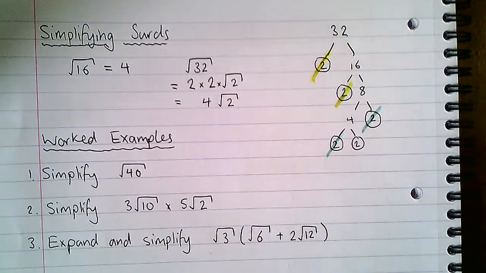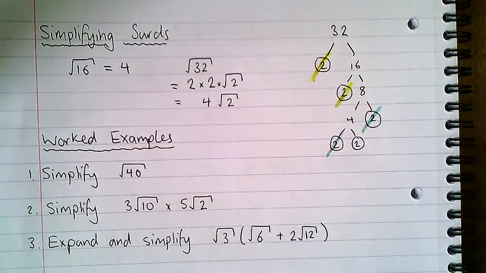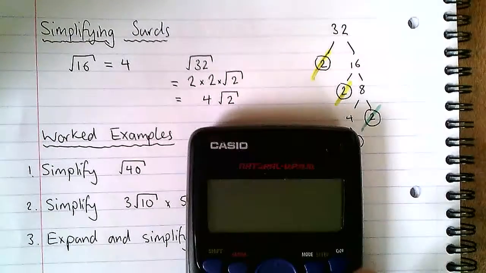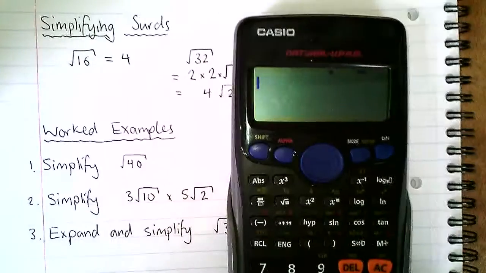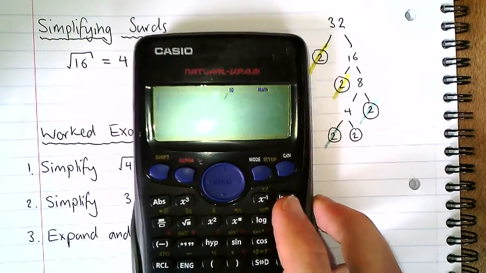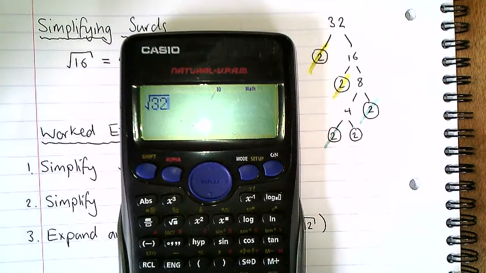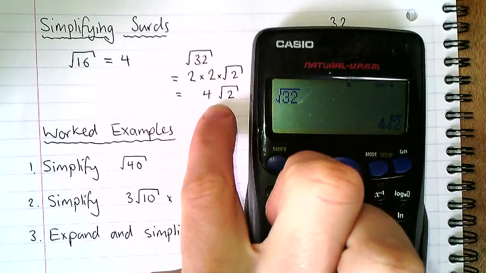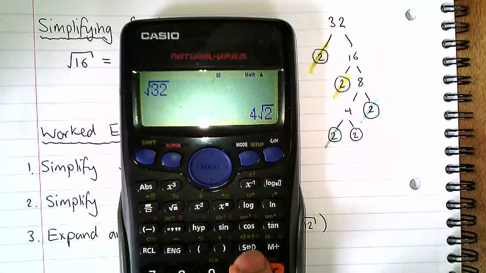Now as I say, there are other ways of doing this, but this is my preferred way because it takes any of the guesswork out of what you're doing here. I am just going to grab my calculator and show you. If I asked my calculator to work out what the square root of 32 is, the first thing it would tell me is it in simplified form. So there we go, it simplified it down to 4 root 2, which is exactly what we got there, 4 square root 2.